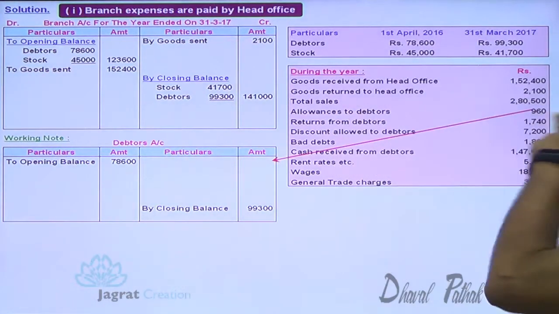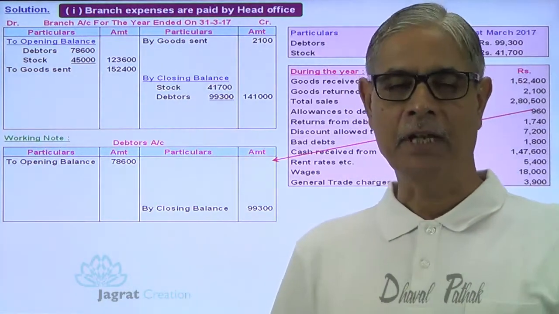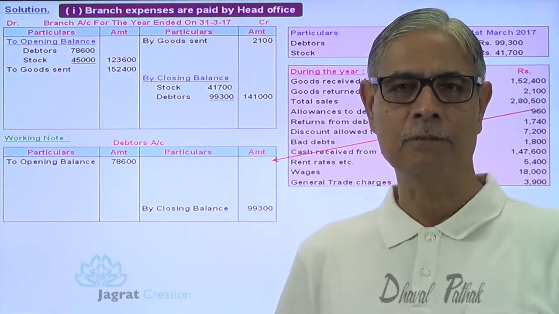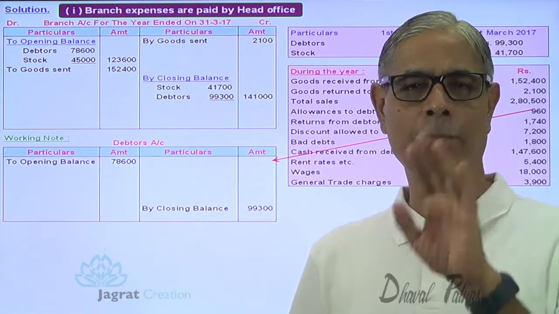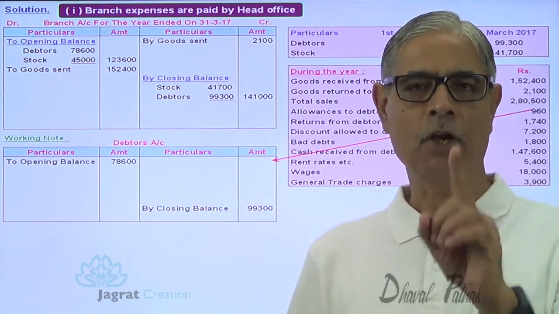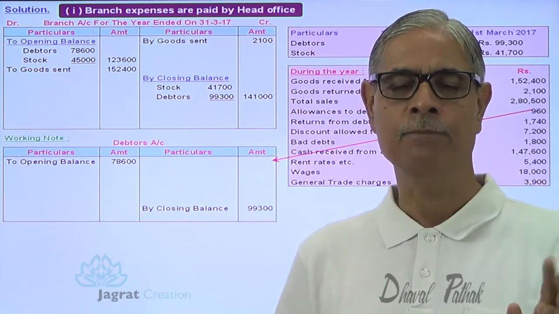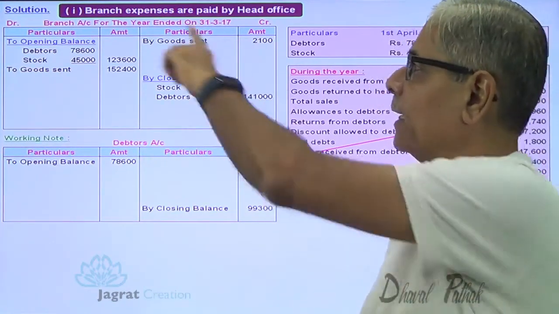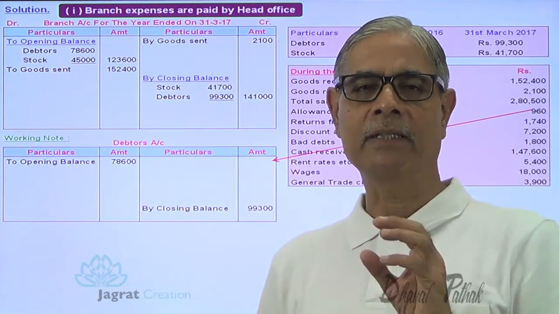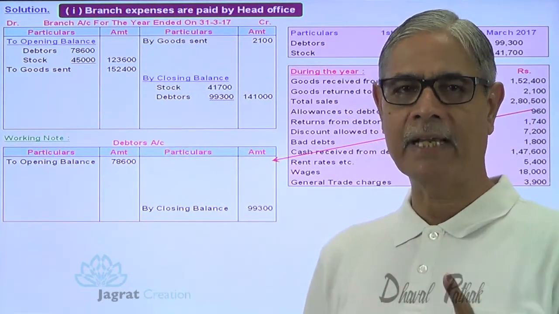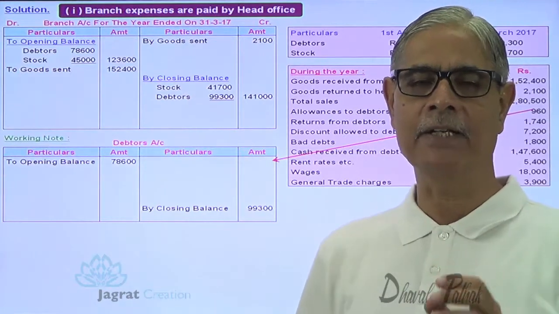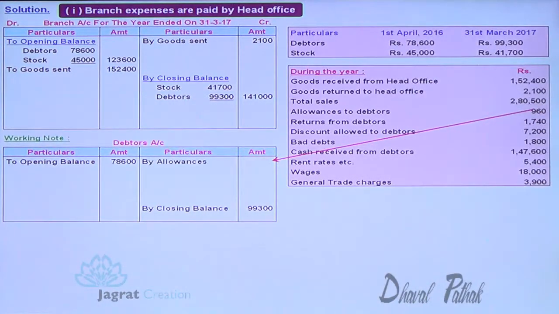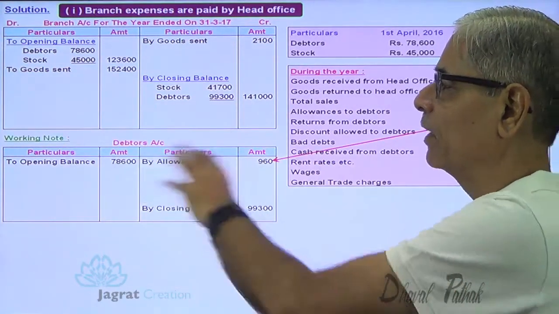Now, allowances to the debtors. We granted concession to the debtors when we went for collection. It is a transaction between branch and debtors. Head office is not a party to this transaction. So allowance given to the debtors is not to be recorded in this branch account, but I record that in the working note, because to that extent the amount received from the debtors is less against the credit sales. So allowances are to be recorded in this working note.